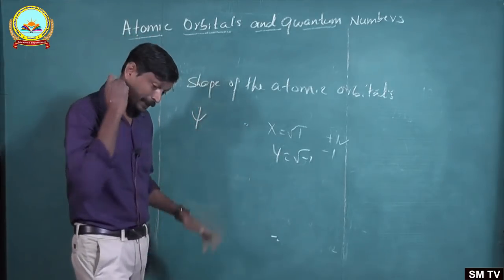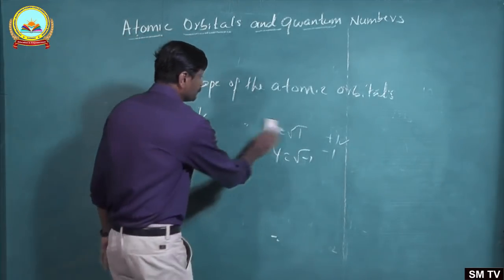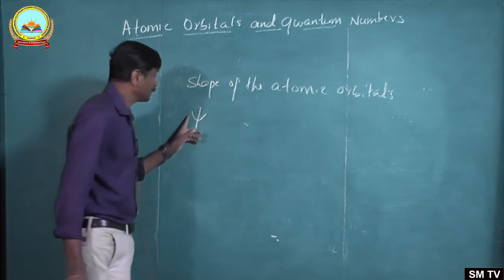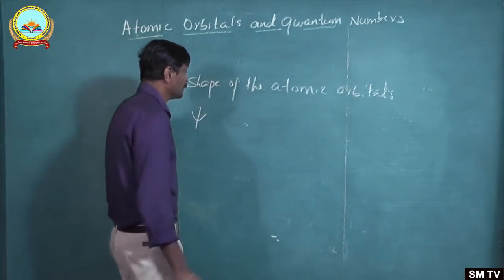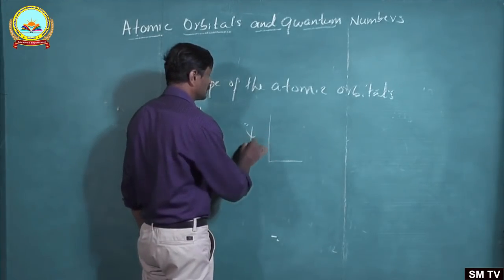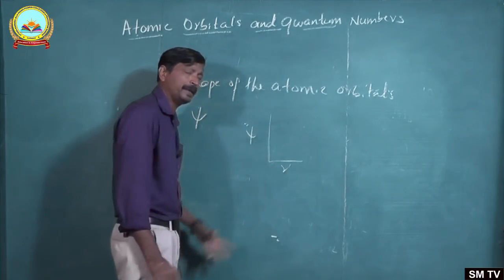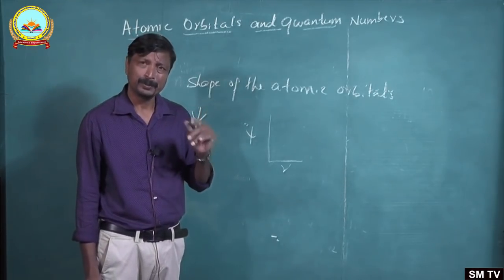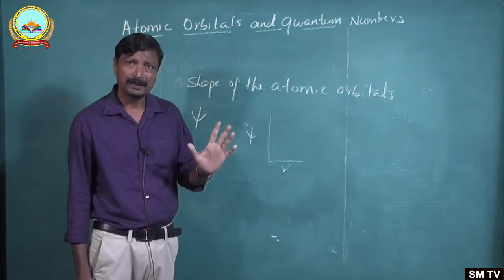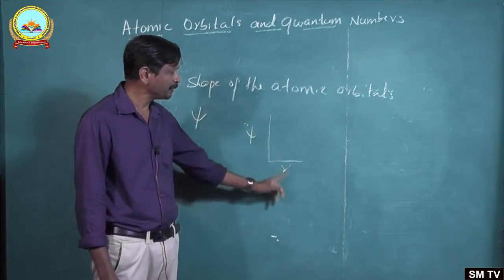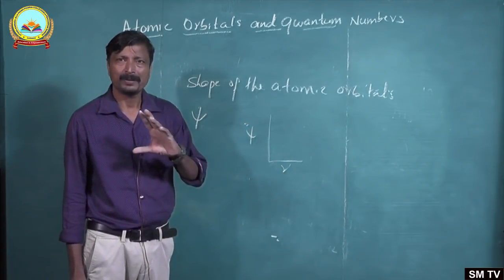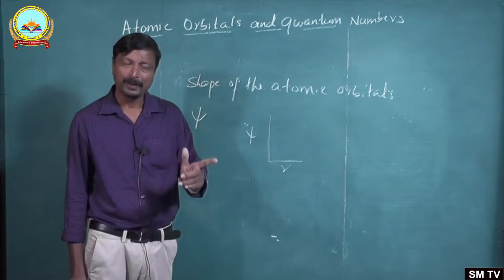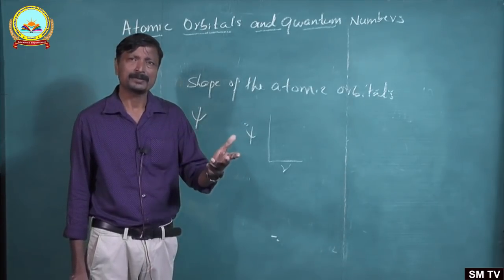Okay, after that, suppose you draw the psi versus r for various atomic orbitals, you will get different plots. Even though it has no physical meaning, if you draw the psi versus r, the 1s orbital is different from a 2s orbital or 3s orbital, like that.